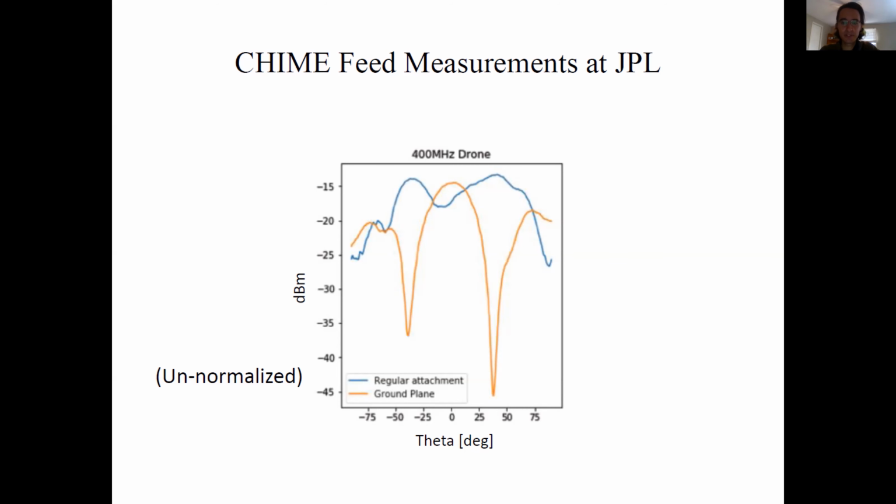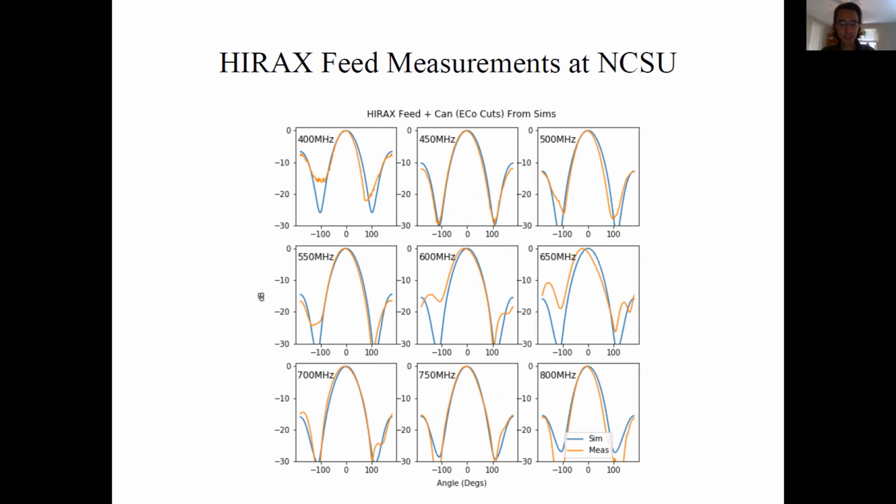Yeah, so there were these JPL measurements which were promising, and showed up a lot of interesting structure that we hadn't expected, but it also showed some range effects. Emily did some work more recently, right before things shut down again, at NC State, and got these measurements of the HIRAX feed and CAN, which are much cleaner than the JPL ones, and further validate our trust in the simulated beams that I've been producing. So we have E and H plane cuts.